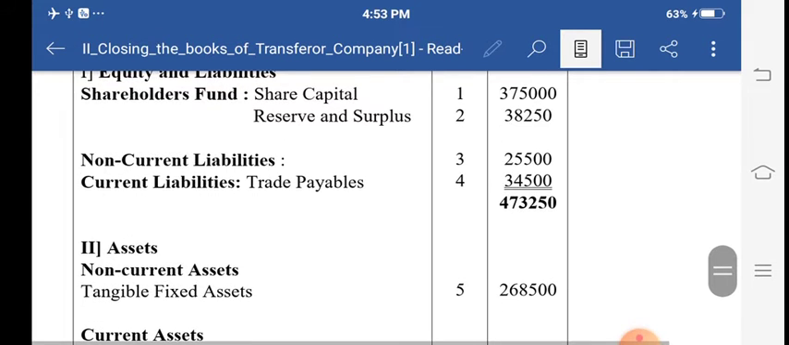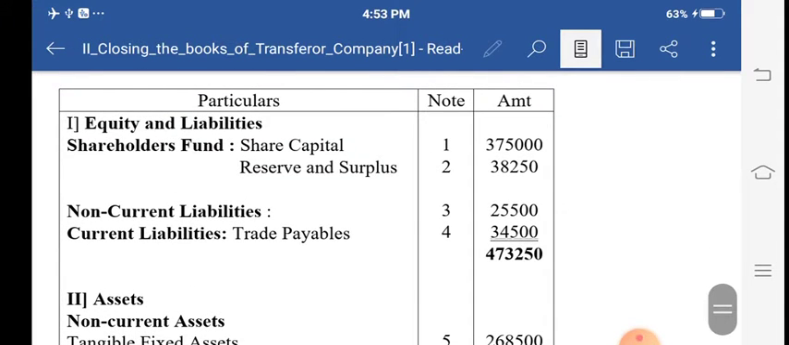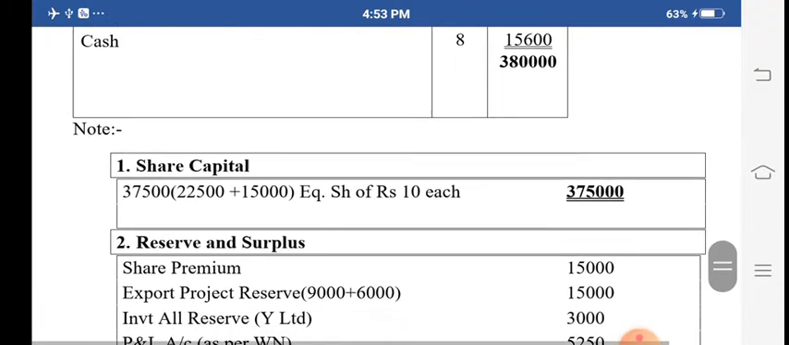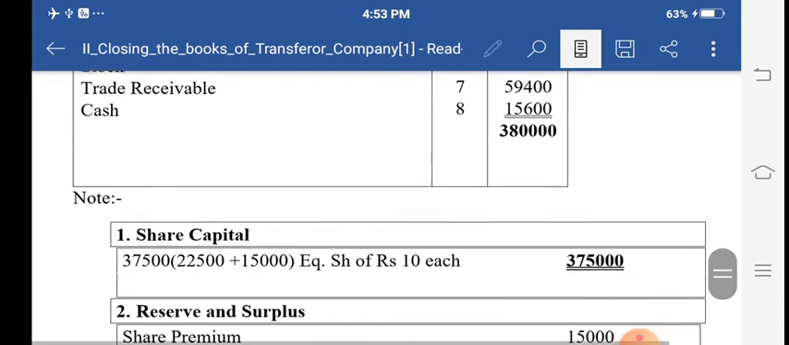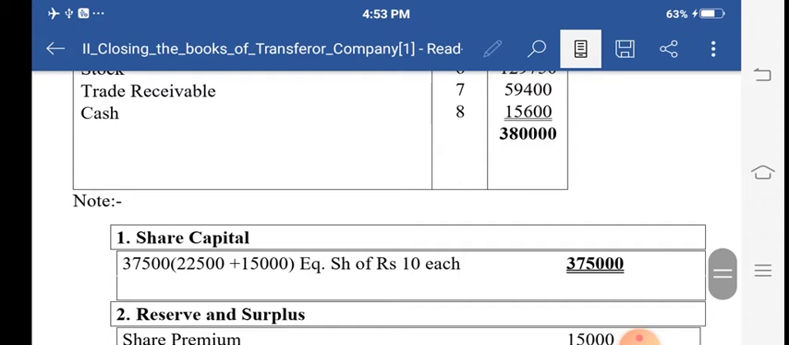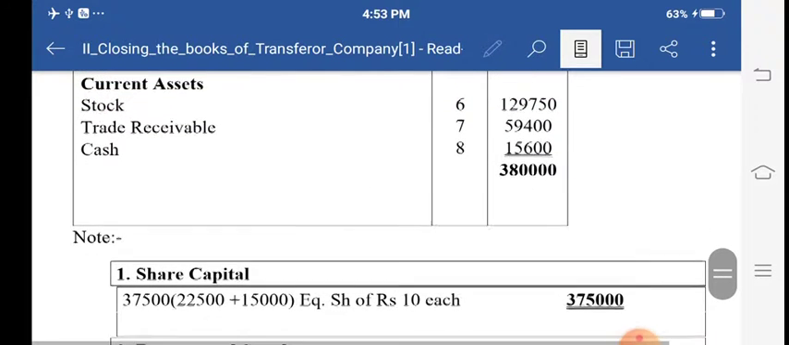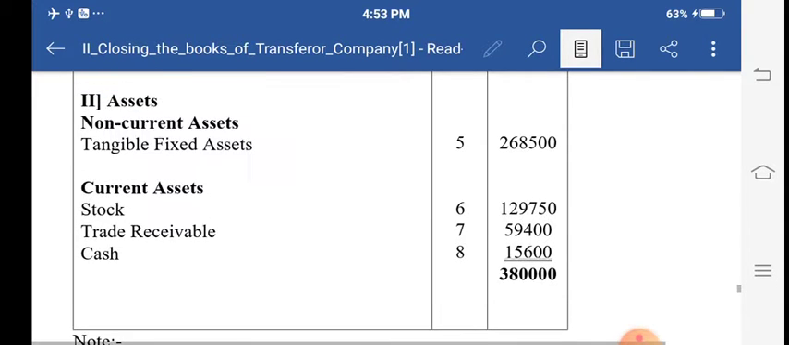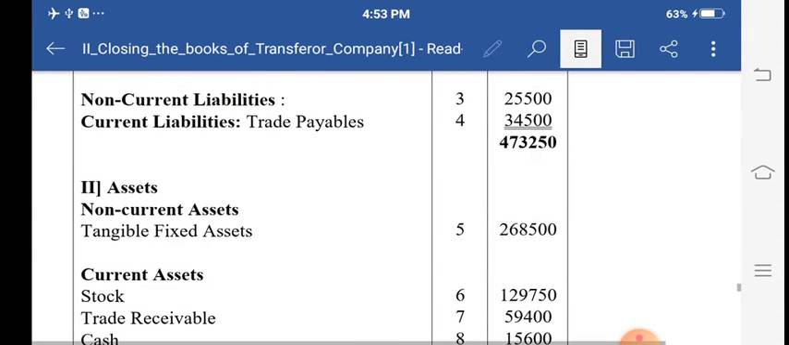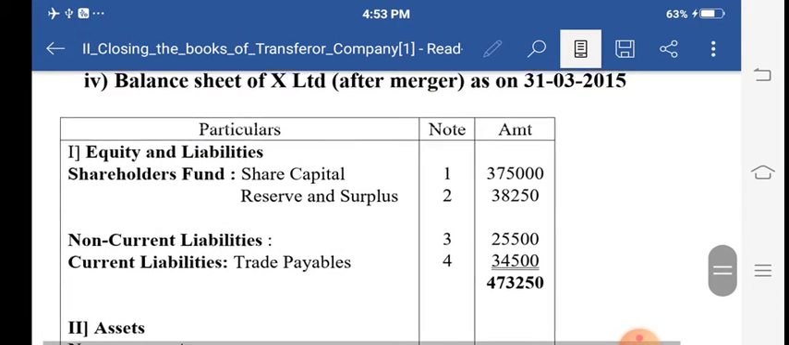38,250. Okay, so now see this 38,250, reserve and surplus. Now see the non-current liabilities. Note number 3 is related to the debentures. Non-current liabilities, 13% debentures, it's 15,000 plus 10,500. The total is 25,500. This is given in the problem only: X Limited for 15,000 and Y Limited for 10,500. So that's why it is put here as non-current liabilities, 25,500.